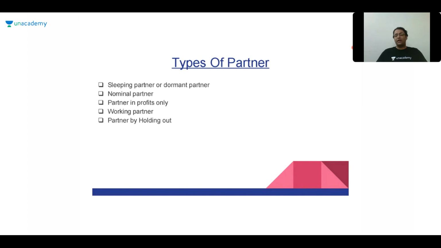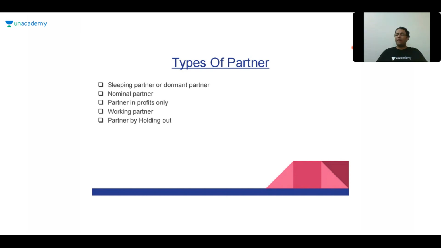A working partner, like the name says, is a normal partner who works and takes care of the day-to-day affairs of the partnership firm. And he is also eligible for remuneration. So a working partner is a person who takes care of the business, runs the business. Unless specified by the partnership deed, all the partners of a partnership firm are working partners and are eligible to work for the common goal of the firm.